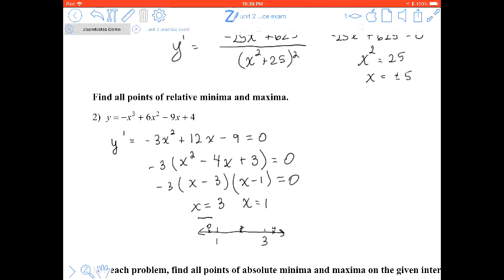Now if I plug in a 2 for that x and for that x, 2 minus 3 is negative, but 2 minus 1 is positive. So we have a negative times a positive there, which gives us a positive value. If I plug in a 4, 4 minus 3 is positive, 4 minus 1 is positive, but when you multiply it by that negative, then it's negative.